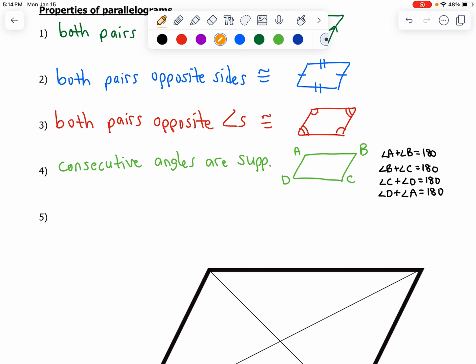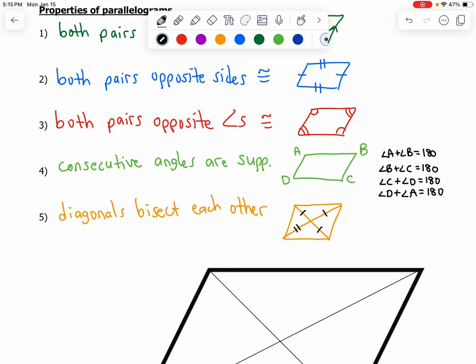And our last property, diagonals bisect each other. Let's draw a parallelogram. The diagonals are the segments that connect opposite angles. We know the word bisect from a couple different units in semester 1. Bisect each other means cut in half into congruent segments. So there's the result of diagonals bisect each other.